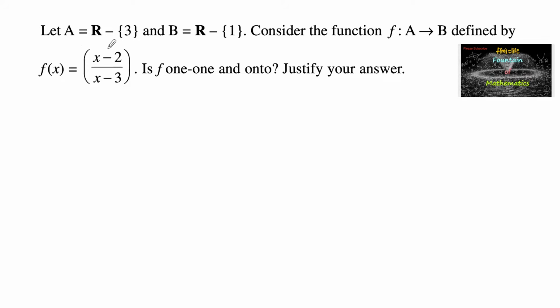Let A is equal to R minus 3 and B is equal to R minus 1. Consider the function f from A to B defined by f of x is equal to (x minus 2) upon (x minus 3). Is f 1 to 1 and onto? Justify your answer.